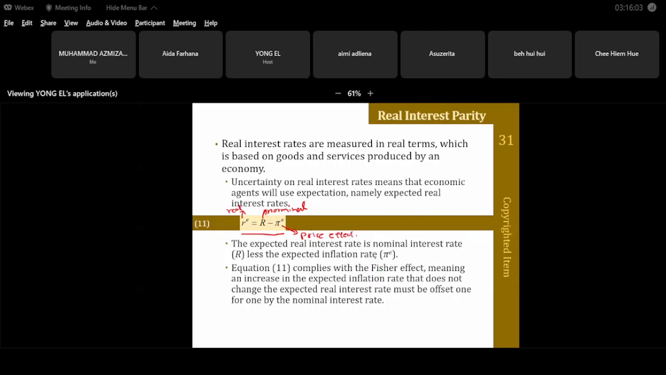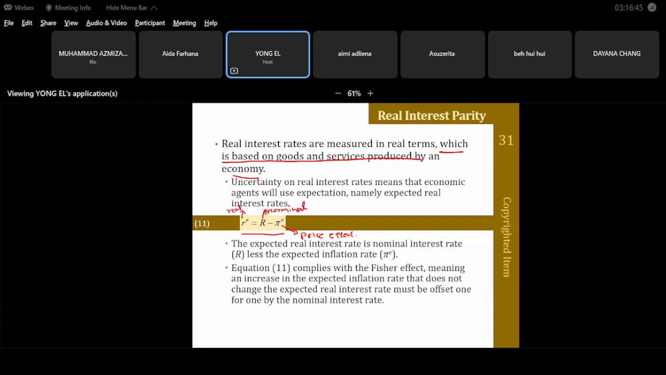If we use the nominal interest rate and net out the price effect, we get the real interest rate. The real interest rate measures the real goods and services that we can purchase, which are based on goods and services produced by an economy, right? That is something that is real. Why? Because only when we can buy goods and services that we can consume is it real, because goods and services are something that can improve our satisfaction and achieve our standard of living, right?